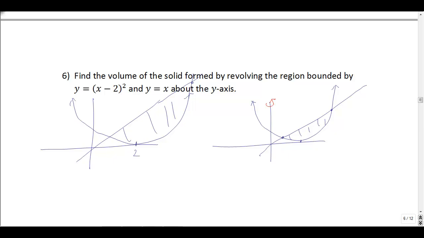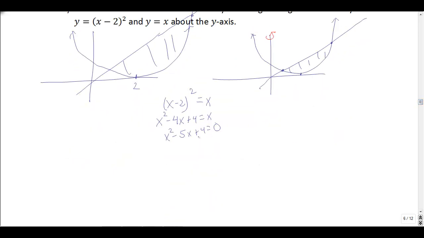Now, first of all, let's find the intersection points. So I have (x minus 2) squared equals x. I'm going to solve that. I'll expand: x squared minus 4x plus 4 equals x. Move the x to the other side, and I get x squared minus 5x plus 4 equals 0. Then I can factor: (x minus 4) times (x minus 1) equals 0. That gives me x equals 1 and x equals 4.